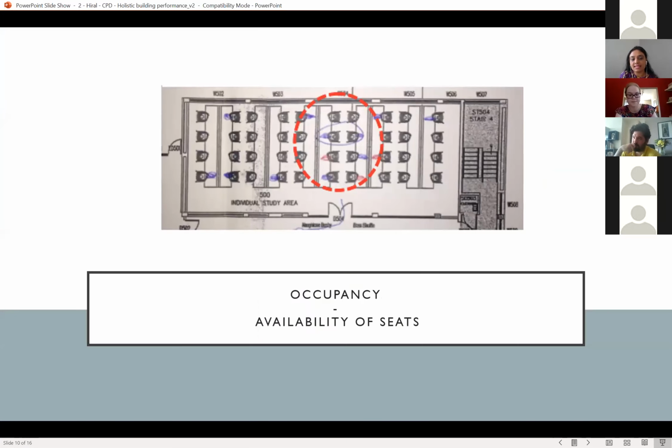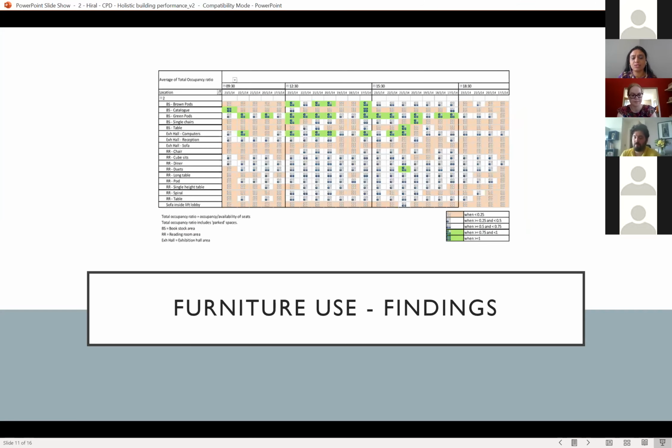So, occupancy. This is a screenshot from the sweeping survey method. You can see that the blue dots are where males were sitting. I was just curious to see if there were any patterns in terms of gender. And the red dots were where females were sitting. This helped me to map which seats within the library building were popular at what particular time.